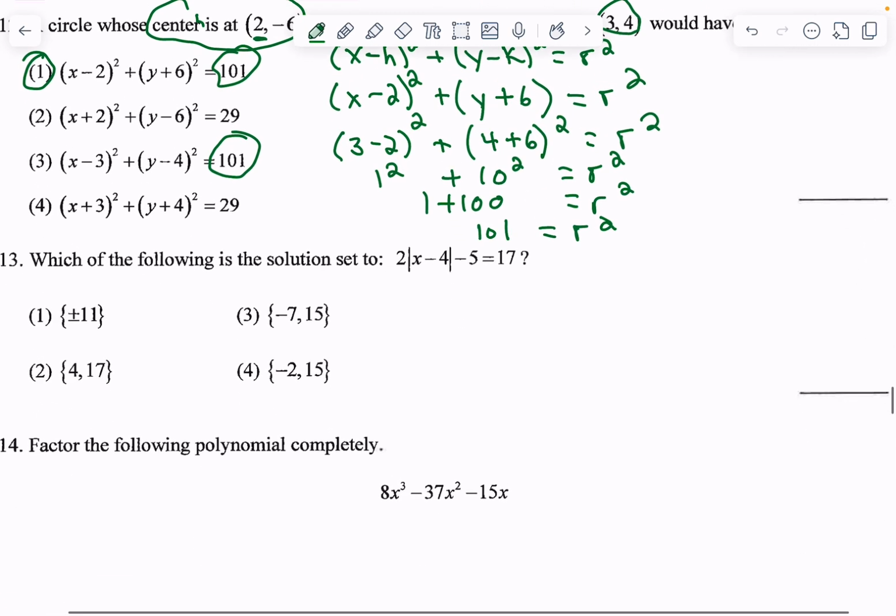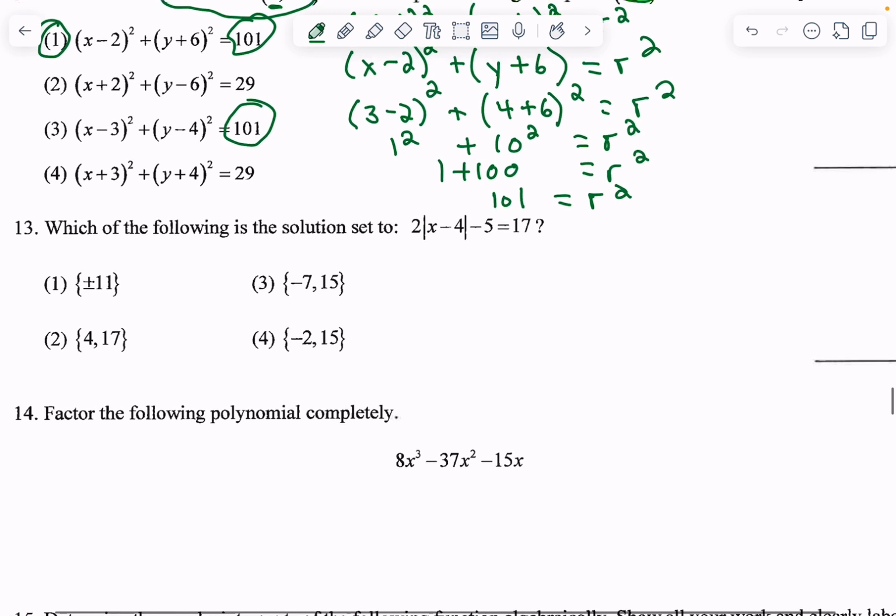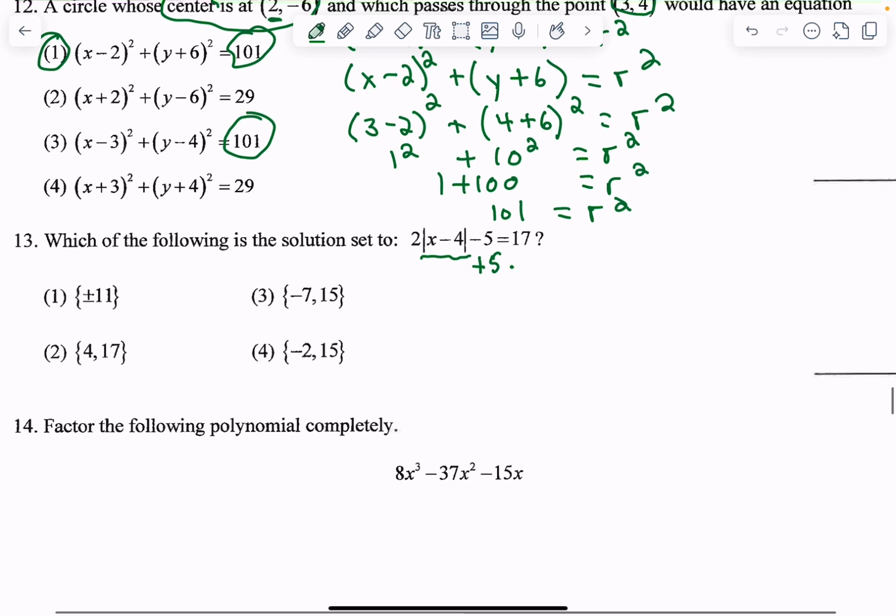All right, number 13. Lucky 13. Absolute values have two cases, a positive case and a negative case. So we have to isolate the absolute value of x minus 4. So we undo it just like on a regular equation. We would add 5 to both sides to get the absolute value by itself. Is equal to 12. 22. Whoops, that's an ugly 22.